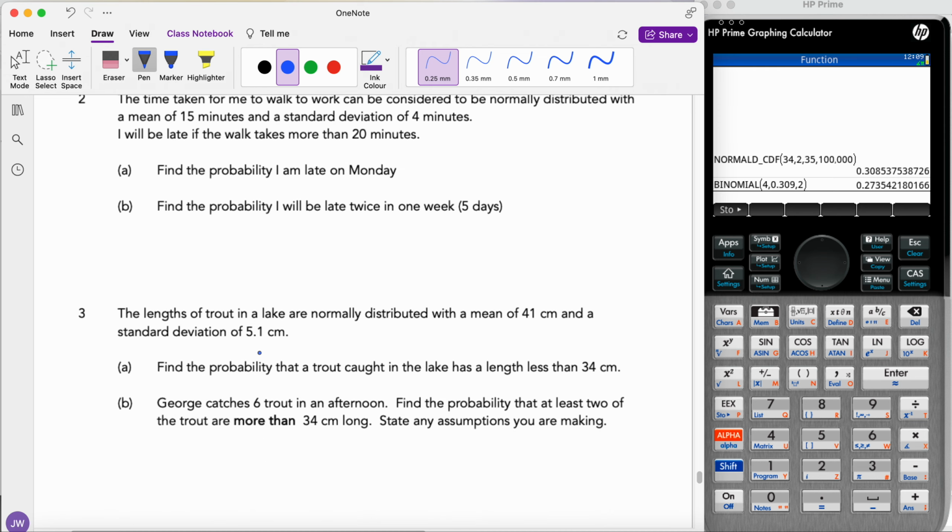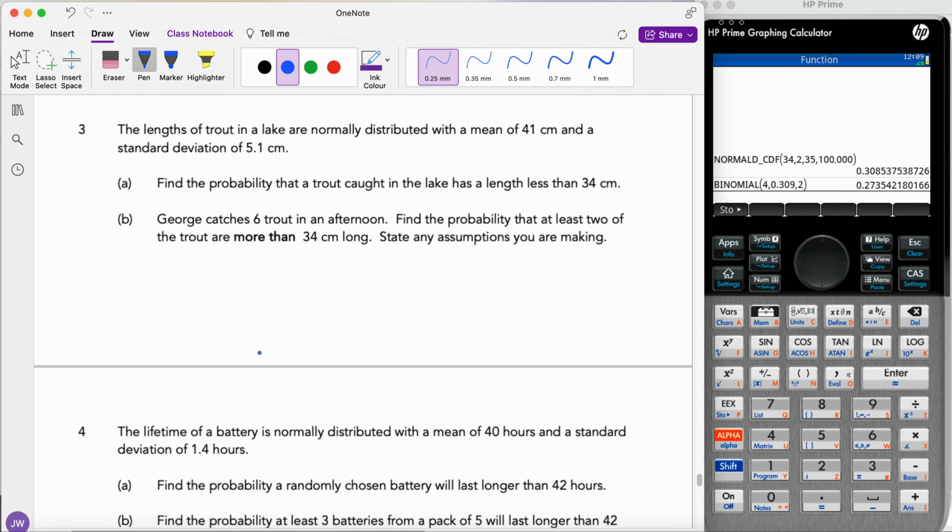Okay, let's go down to number 3. I'm going to skip number 2. Alrighty, so the length of a trout in the lake is normally distributed with a mean of 41. Do draw it. It's just a way to communicate with your brain, visual representations do help. All right, and then we've got a standard deviation. Find the probability that a trout is less than 34. Again, easy peasy, lemon squeezy. This is clearly normally distributed, and so we're looking for the probability that it's less than 34.